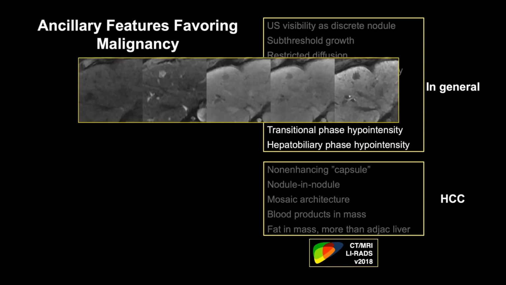Lastly, in this category, transitional phase and hepatobiliary phase hypointensity is a feature that favors malignancy in general. It refers to the intensity in the transitional or hepatobiliary phase that is unequivocally less than background liver. This goes back to the discussion that we previously had regarding the expression of OATP. And because other malignancies can also produce this similar appearance, it is not specific to hepatocellular carcinoma.